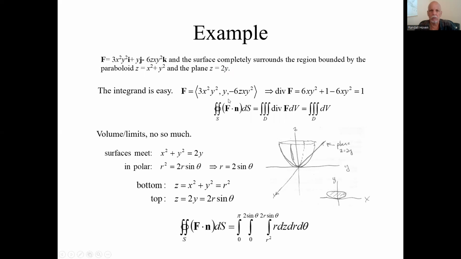I don't know if we've seen this, this looks familiar, but let's see. Integrand, let's take the divergence of this. I have 6xy squared plus 1 minus 6xy squared. Those two guys just cancel, and I end up with a 1. So the integrand is easy enough. So my flux integral becomes this thing. It's just purely a triple integral over the body.